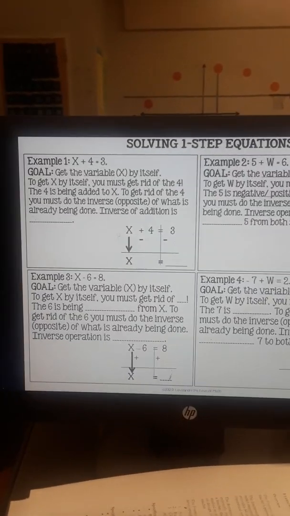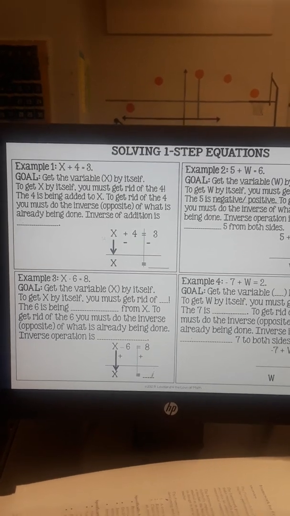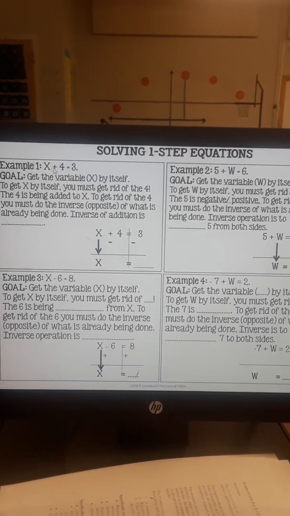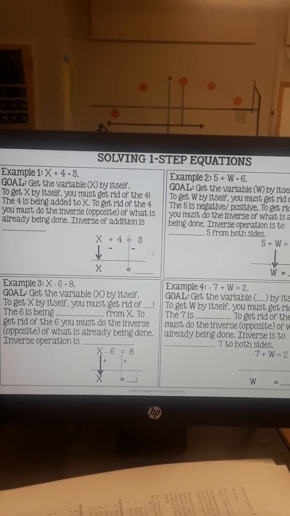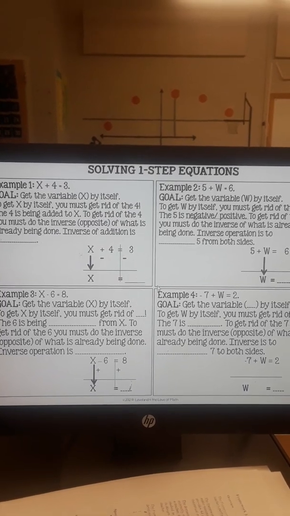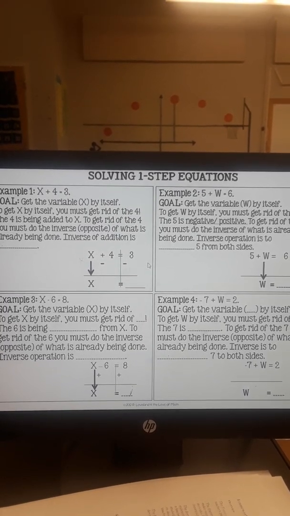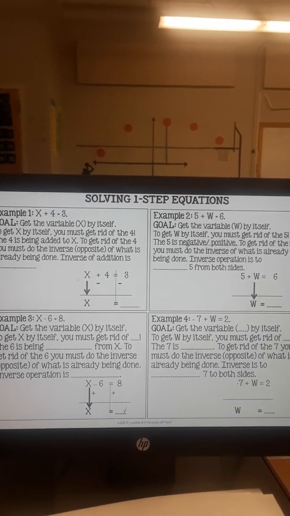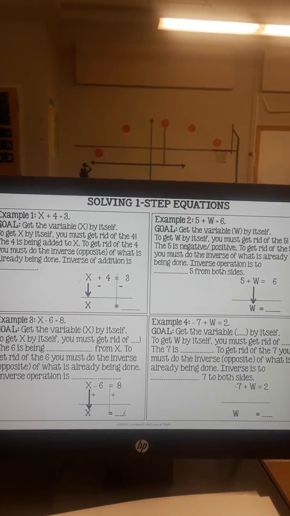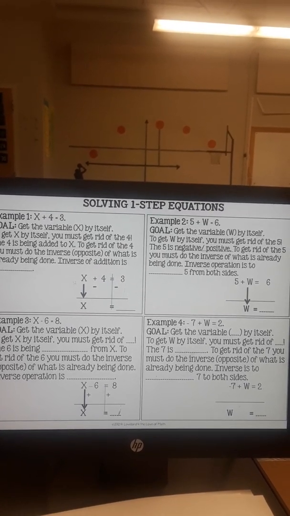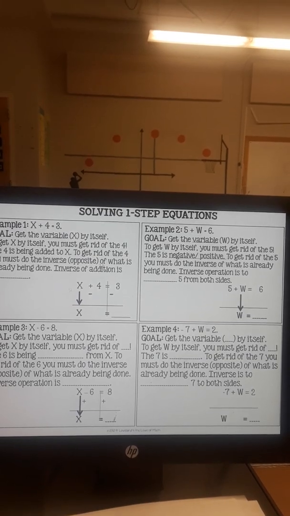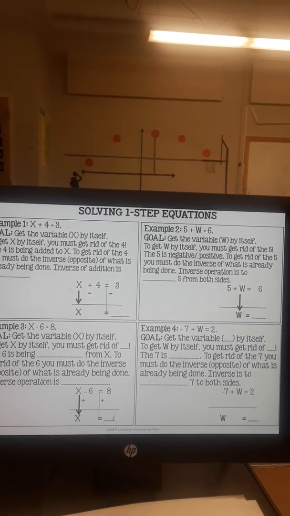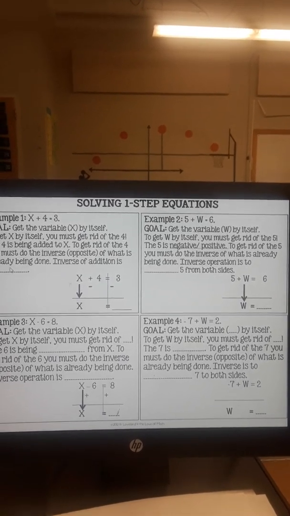So in this situation, we see x plus 4 equal to 3. And so we say, okay, I'm adding 4 to it. To get rid of it, you must do the opposite operation to both sides, what's called the inverse. So if we're adding 4, we end up subtracting 4. To get rid of the 4, you must do the inverse of what is already being done. The inverse of addition is subtraction. So right here we're going to write subtraction in the line.